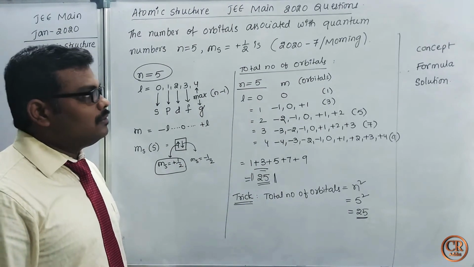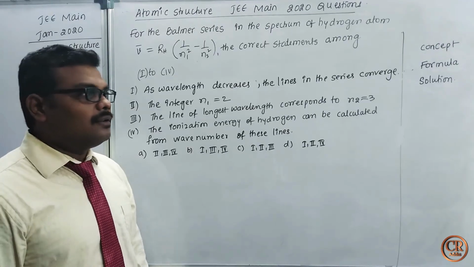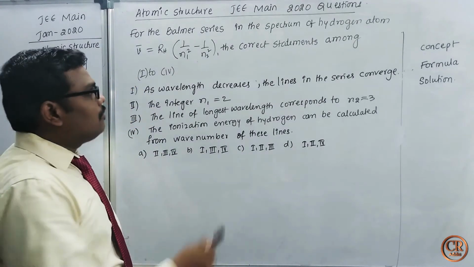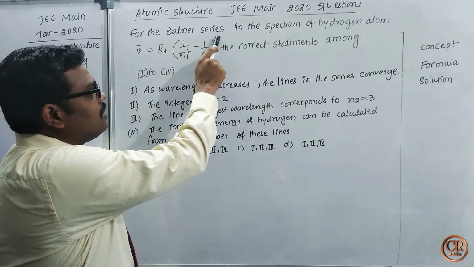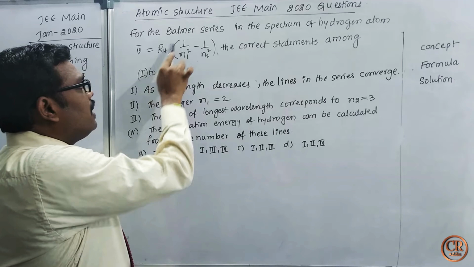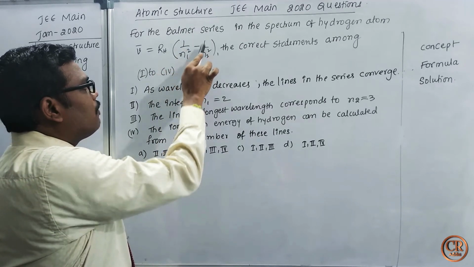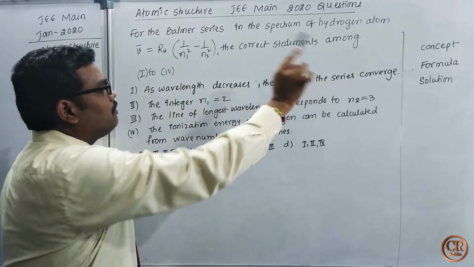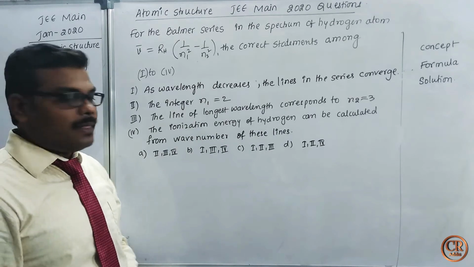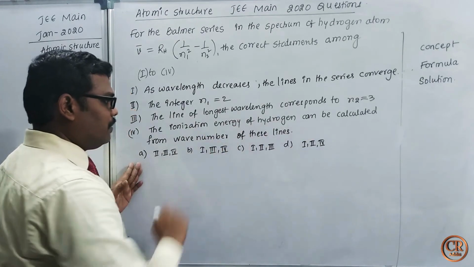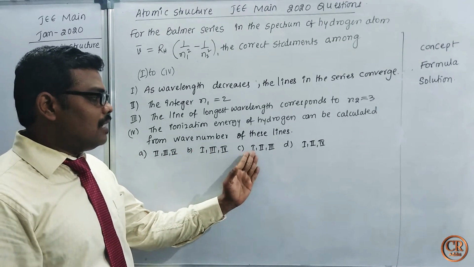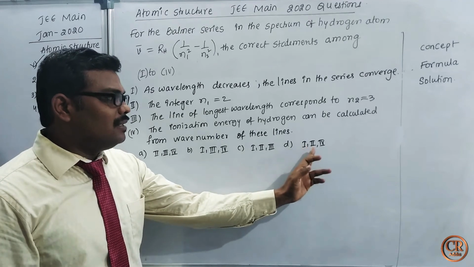Next we move to another question. This is the second question which was asked on 8th morning. The question is, for the Balmer series in the spectrum of hydrogen atom, wave number is equal to RH into 1 by N1 square minus 1 by N2 square. Which are the correct statements among 1 to 4? They have given 1 to 4 and options also. The first option is 2, 3, 4, second 1, 3, 4, third 1, 2, 3 and fourth option 1, 2 and 4.